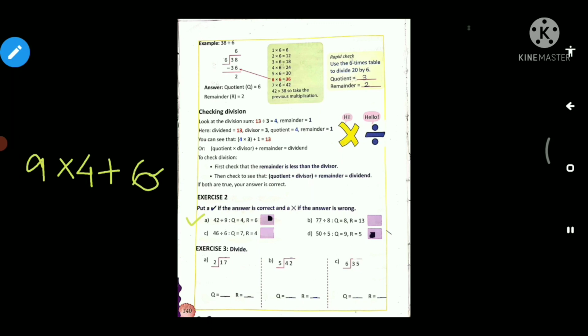First of all we'll multiply these two. So 9 4s are, how much will it be? 36. Now we'll add 36 with 6. So 36 plus 6, how much will it be?